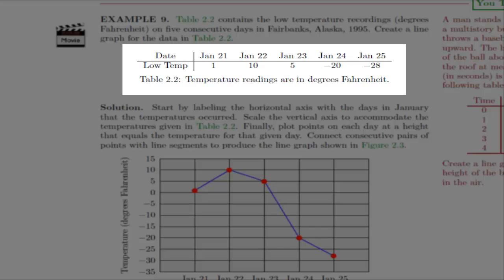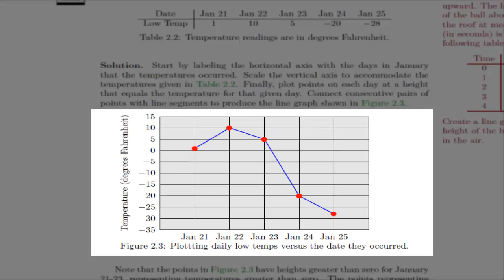Example 9. Table 2.2 contains the low temperature recordings, in degrees Fahrenheit, on 5 consecutive days in Fairbanks, Alaska, 1995. Create a line graph for the data in Table 2.2. Solution. Start by labeling the horizontal axis with the days in January that the temperatures occurred. Scale the vertical axis to accommodate the temperatures given in Table 2.2. Finally, plot points on each day at a height that equals the temperature for that given day. Connect consecutive pairs of points with line segments to produce the line graph shown in Figure 2.3.